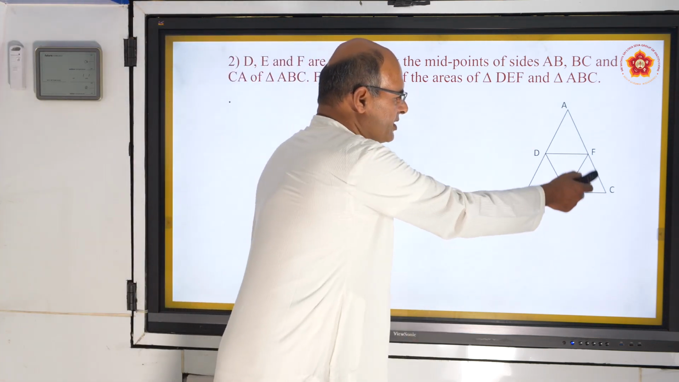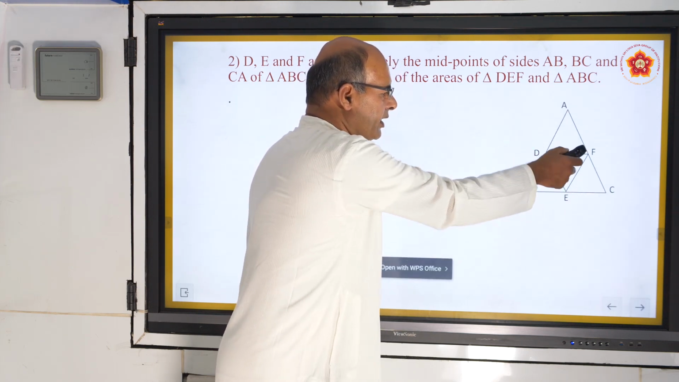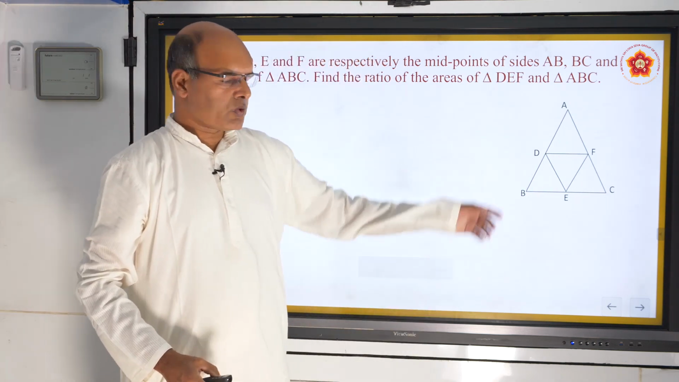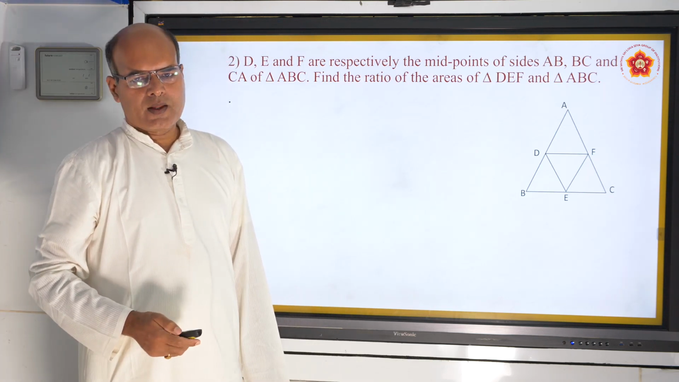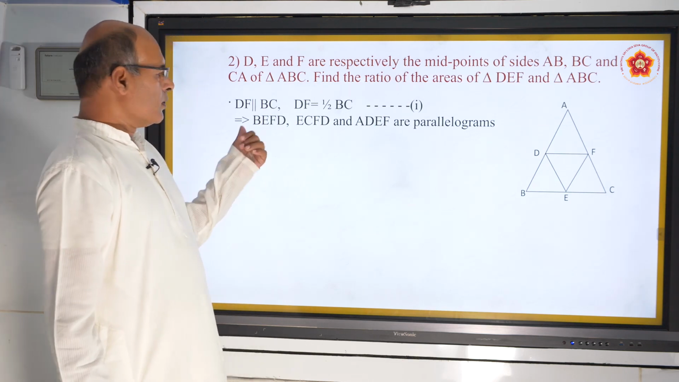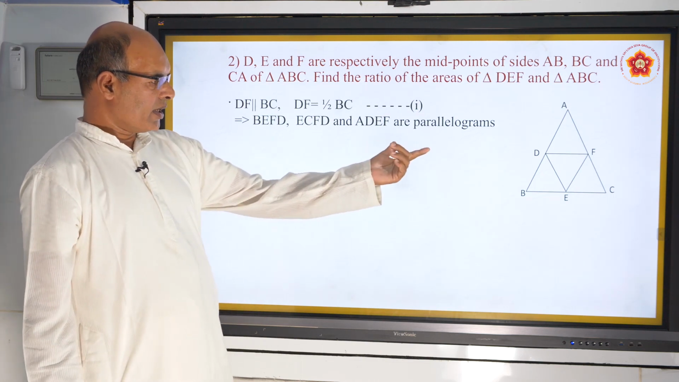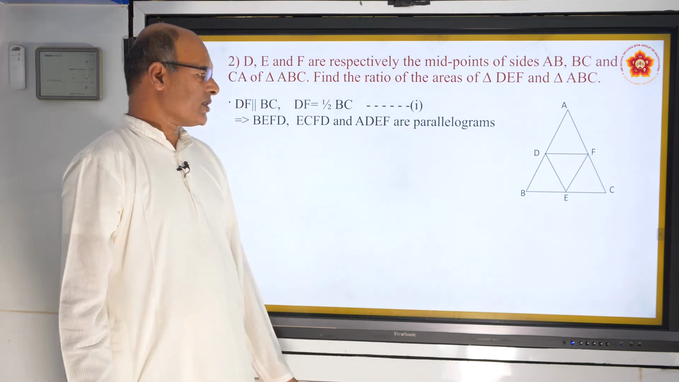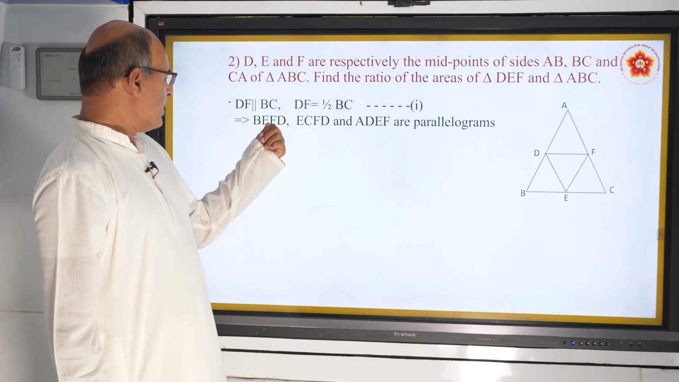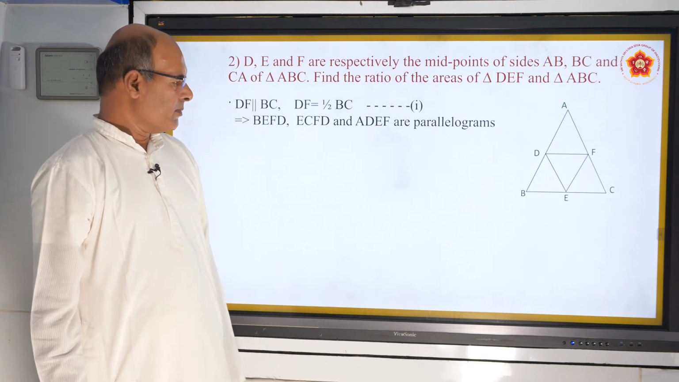Similarly, DECF is also a parallelogram with angle C equal to angle D, and ADEF is also a parallelogram. Angle A is equal to angle E. Therefore, those two triangles are similar. So now apply theorem 2.6. So here DF is parallel to BC and DF is half of BC. The line segment joining the midpoints of two sides of a triangle is half of the third side and parallel to the third side. So therefore BEFD, all these are parallelograms. Just now I explained.